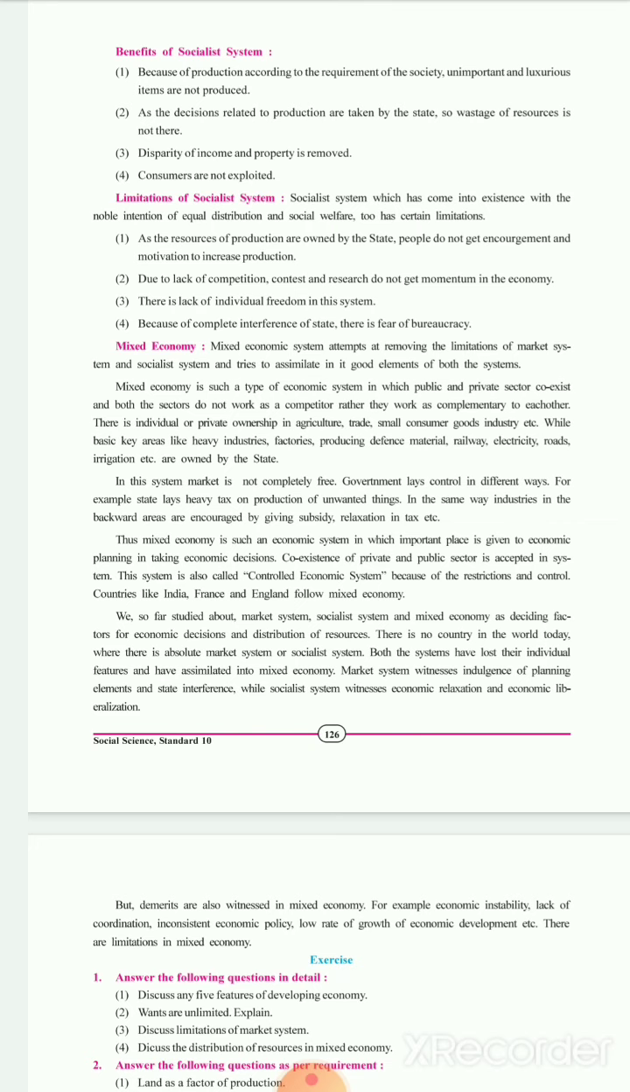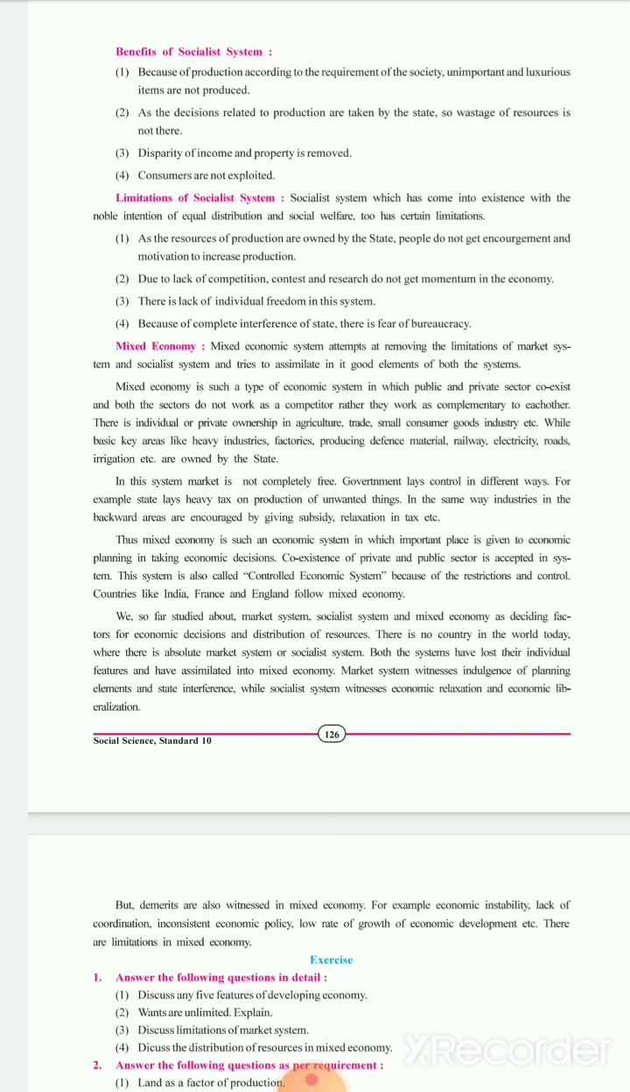For example, the state is implementing heavy tax on production of unwanted things. In a country like India, if you want to buy a very costly car or a luxurious item, you have to pay more tax on it, mind well. In the same way, industries in the backward areas are encouraged by giving subsidy, relaxation in tax, etc. Recently, we have the Atmanirbhar scheme, in the same way. So the industries in the backward areas are given more encouragement.